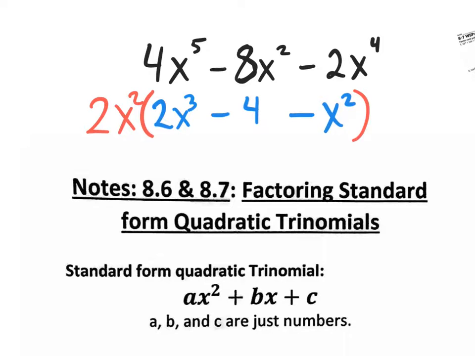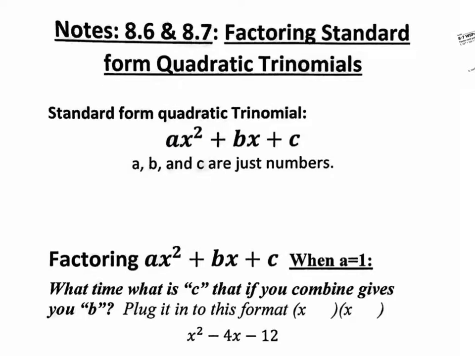Okay, so that was 8.5, and I didn't put it on the notes, but I mean, now you have it. That's 8.5. Let's move on to these notes, 8.6 and 7. And on 8.6 and 7, we started dealing with factoring standard form quadratic trinomials. So we first need to know, what is a standard form quadratic trinomial? It's ax squared plus bx plus c, which is your constant. And remember, a, b, and c are just numbers.